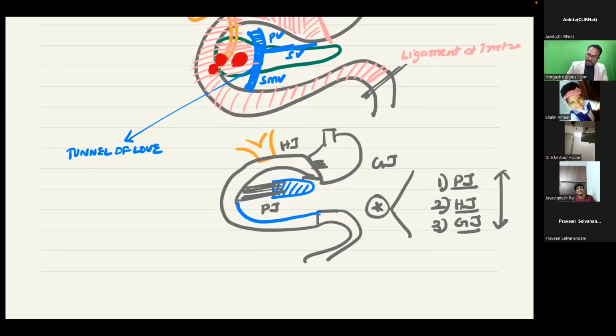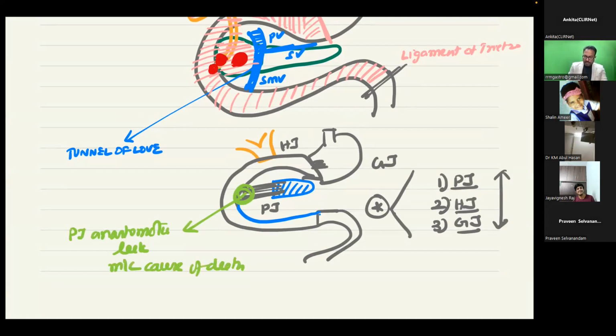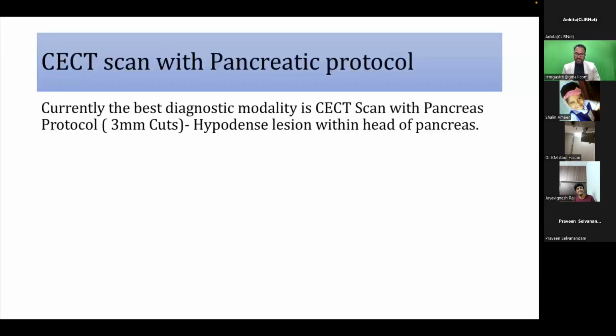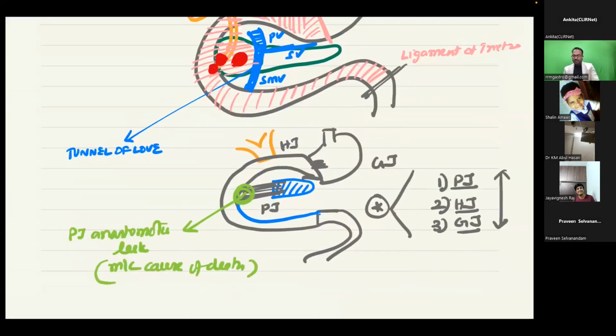The most common cause of death in this operation is PJ anastomotic leak. Leak happening from here. PJ anastomotic leak is the most common cause of death. So you should read about Whipple's operation and its various complications from Bailey and Love. So it is very important topic from Bailey and Love. So if it is a distal CBD, periampullary, head of pancreas, you should go for Whipple's operation. And pancreatic cancer, if you suspect. So in your history, if you suspect pancreatic cancer, I told you, in obstructive jaundice, what is the protocol for pancreatic cancer?